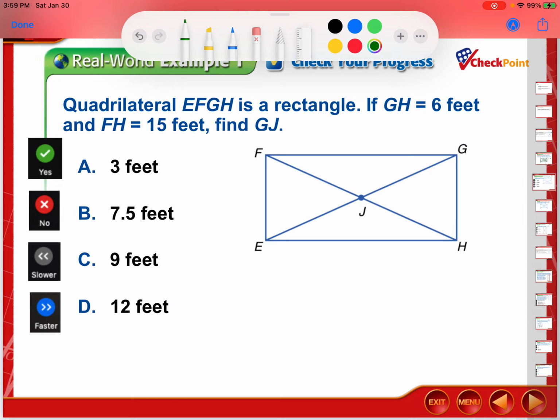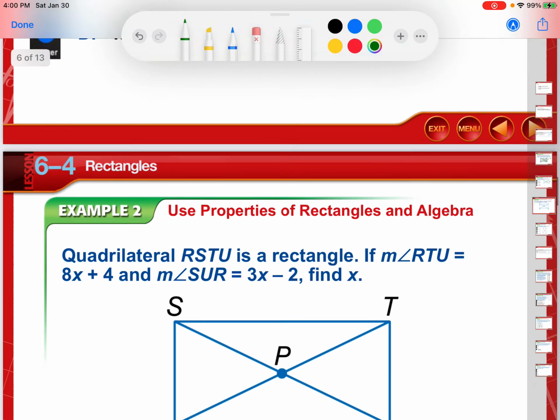All right, so quadrilateral EFGH is a rectangle. If GH is 6 feet and FH is 15 feet, find GJ. So GJ is going to be half of 15 then, because if FH is 15, then GE is 15, which means GJ would be halfway, so it'd be 7.5 feet.